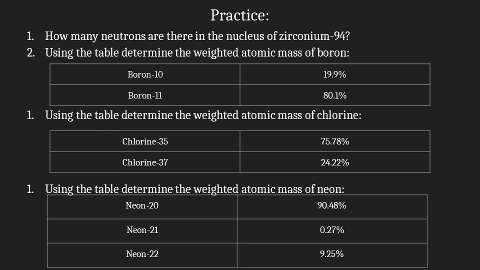Now that we've gone through some questions together, here are 4 practice questions for you to test your understanding. The first one asks you how many neutrons there are in the nucleus of a zirconium-94 atom. And then questions 2, 3, and 4 ask you about the weighted or average atomic mass of different elements using the tables provided. At this time, I encourage you to pause the video as the answers will be provided for you on the next slide.